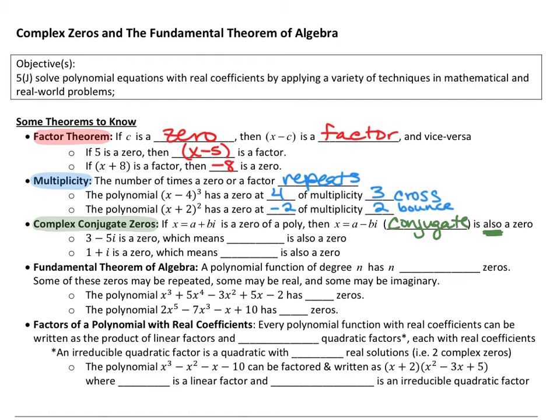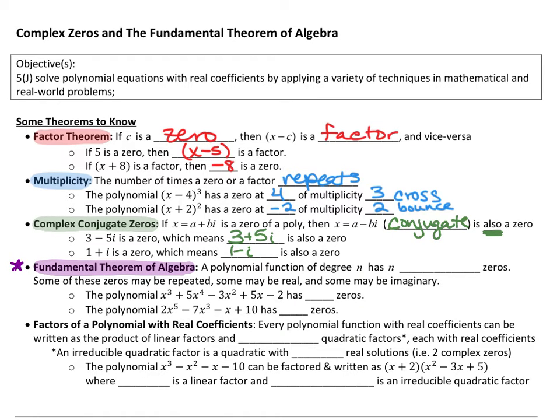So if we have 3 minus 5i as a 0, that means we automatically know that 3 plus 5i is also a 0. And if 1 plus i is a 0, that means automatically we know 1 minus i is also a 0. Our two theorems for today that we're going to be focusing on a lot, the first is the fundamental theorem of algebra. Okay, fundamental theorem of algebra, I would put a little star next to this one.